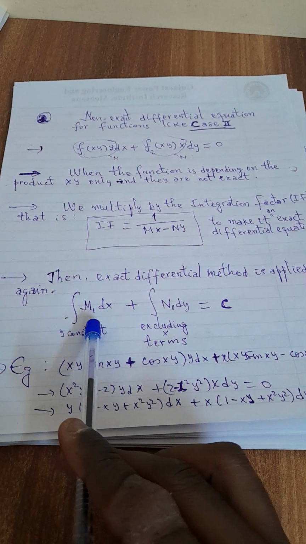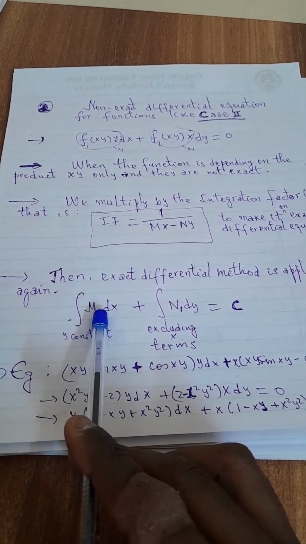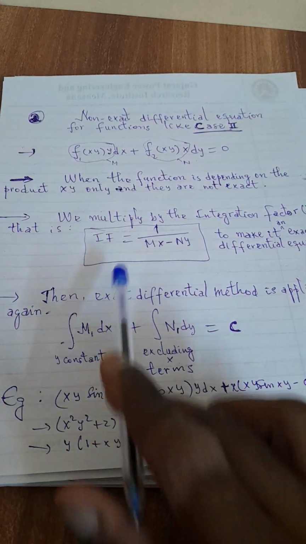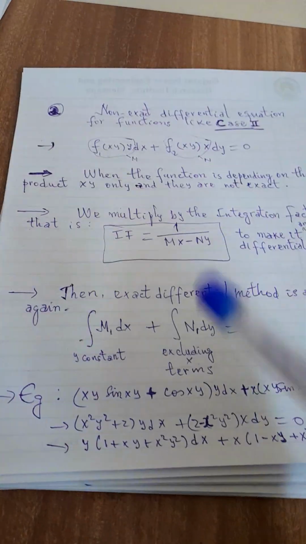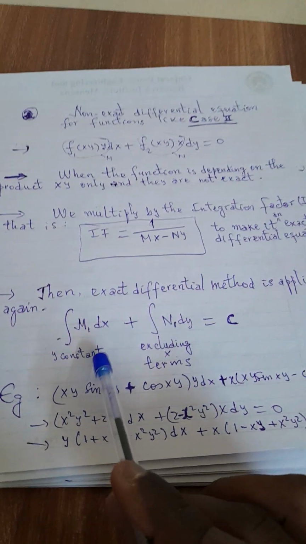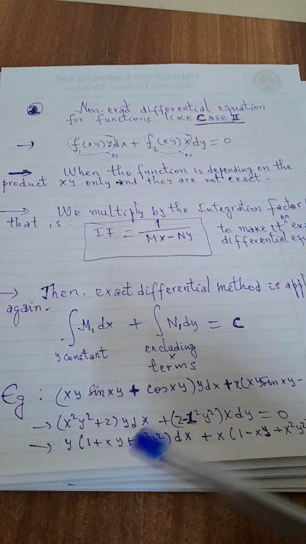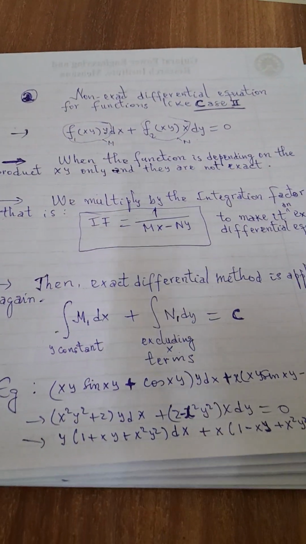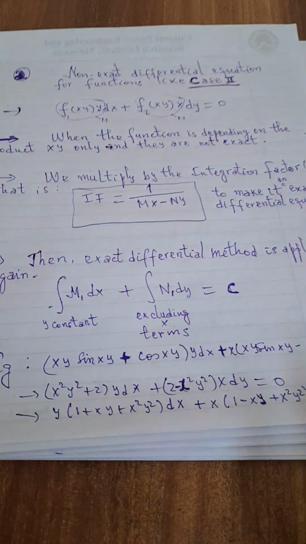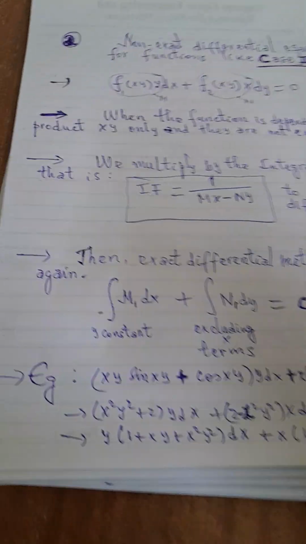That is M1. This M1 is M multiplied by the integrating factor, and this N1 is N multiplied by the integrating factor. That's why we put M1. Some people will write M dash or N dash, it's up to them. Now let us solve this exercise, and you can solve the other ones.